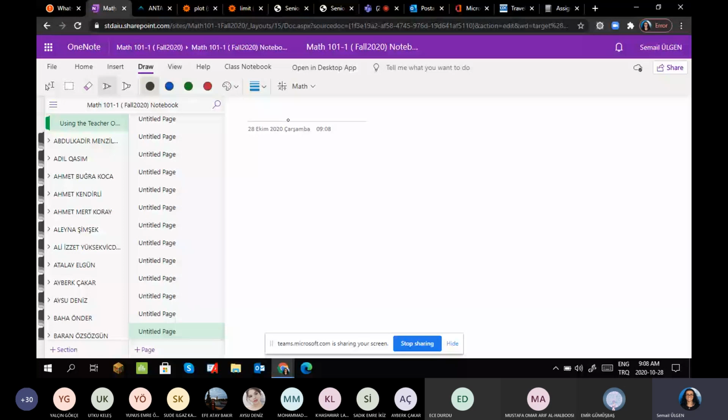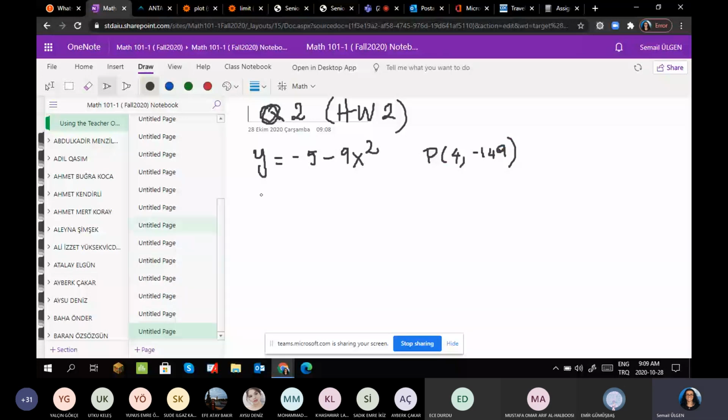Okay, so this is question 2 in the homework. I think 2, right? It's homework 2, I guess. Okay, the question was y is equal to -5, -9x squared, and the point was given as 4, -149. Tülin, is this the same question that you asked? I mean, the function may differ. Yes, teacher. Okay. And the question is the slope. Okay, that's the question. And what's the tangent line equation?